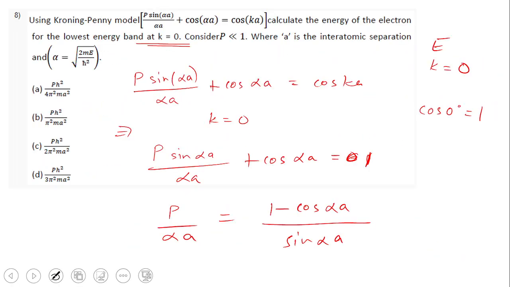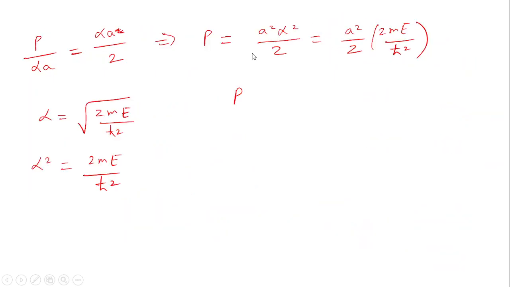What did we have to find out? We had to find out the energy of electron. That means we need to find out E.